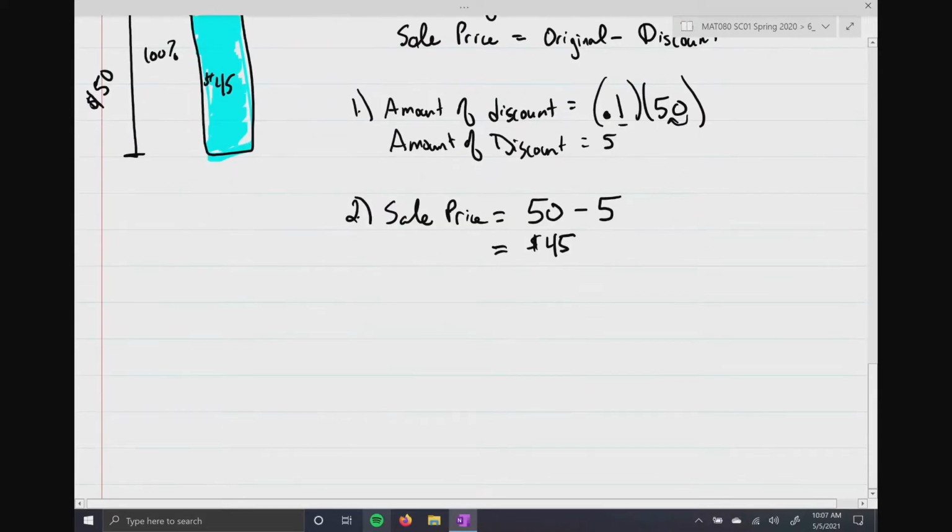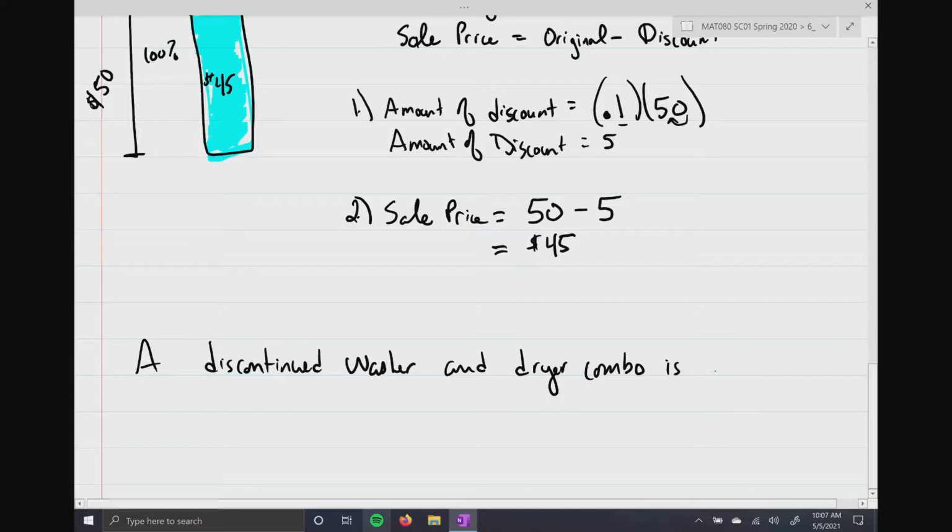All right, let's look at an example here. So, a discounted or discontinued washer and dryer combo is advertised on sale for 35% off the regular price.